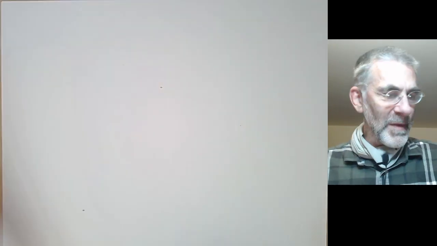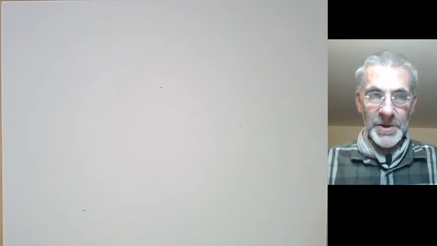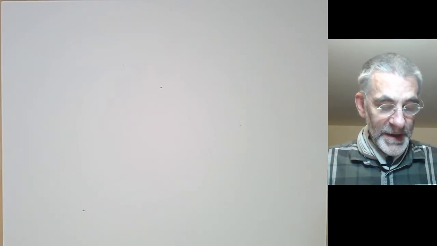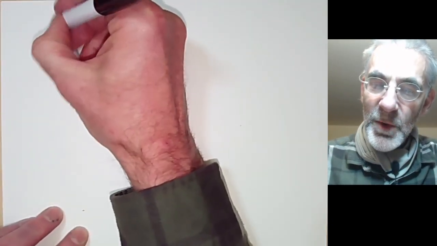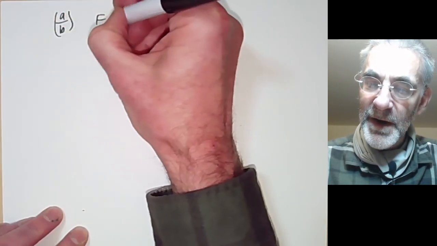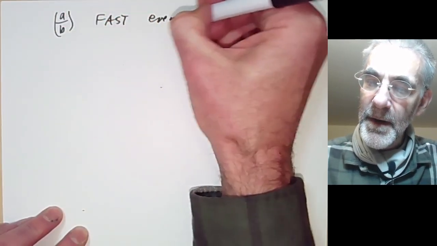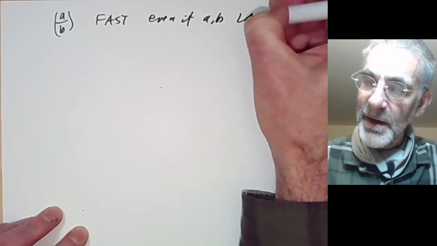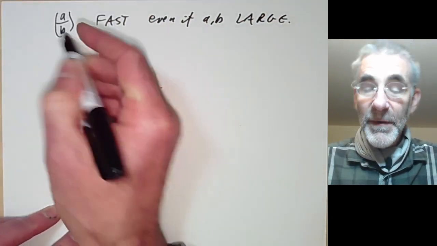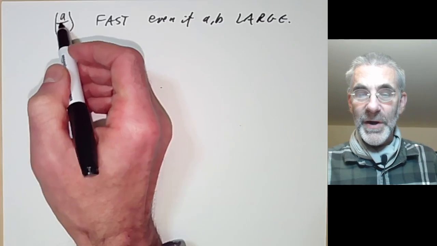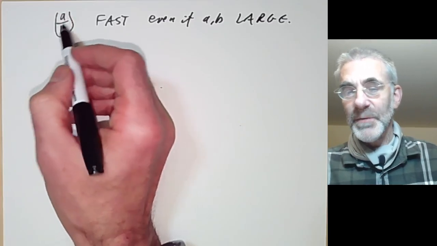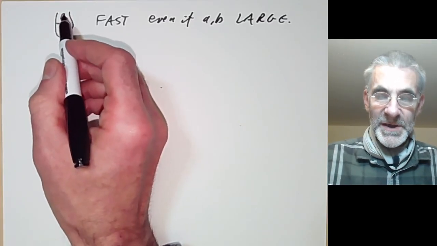And now the really big advantage of the Jacobi symbol is you can work out the quadratic reciprocity symbol fast, even if a and b are large. So we've actually had at least three ways of working it out. First of all, you can work it out a really stupid way just by checking all numbers to see if they're squares.